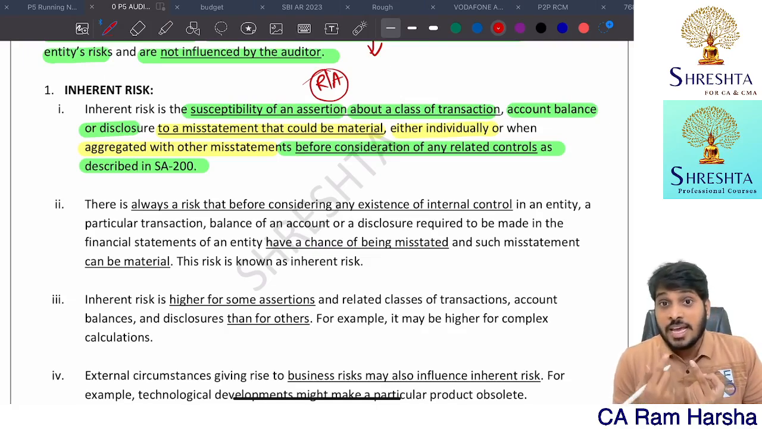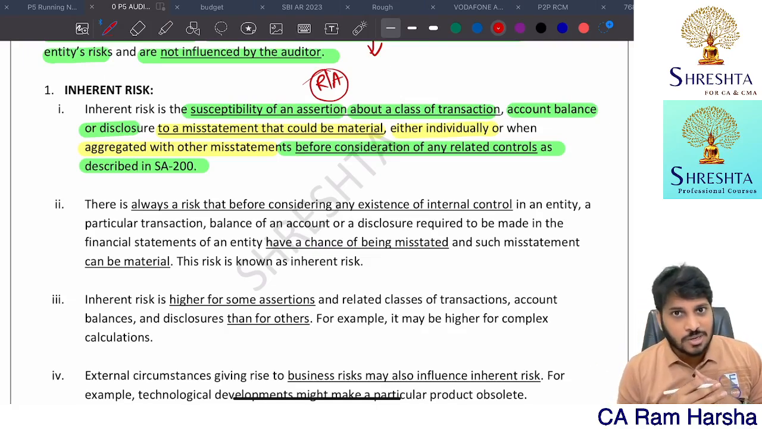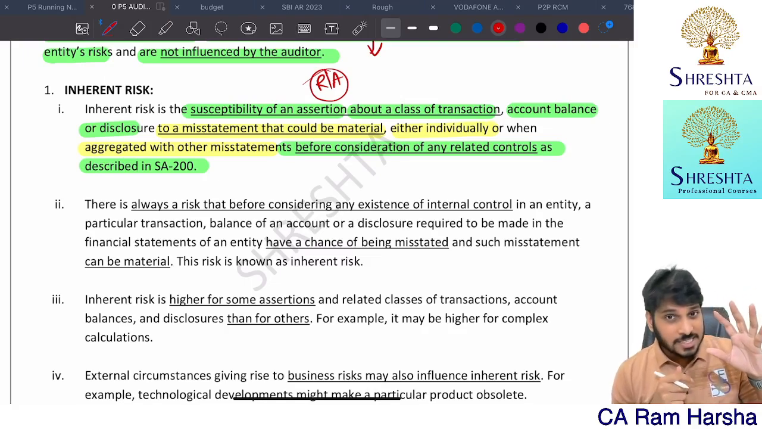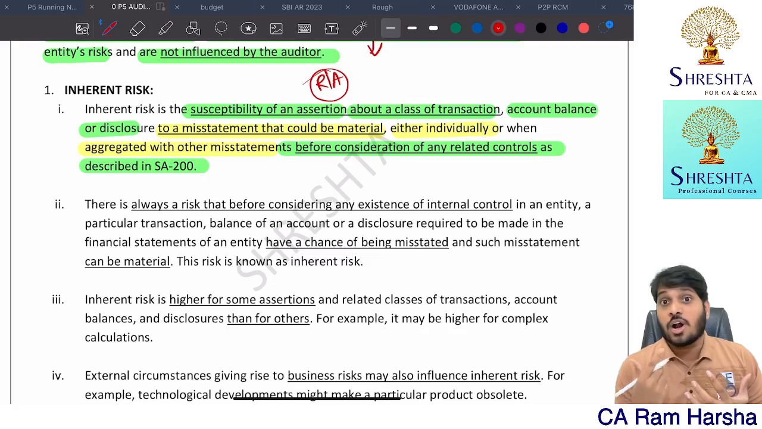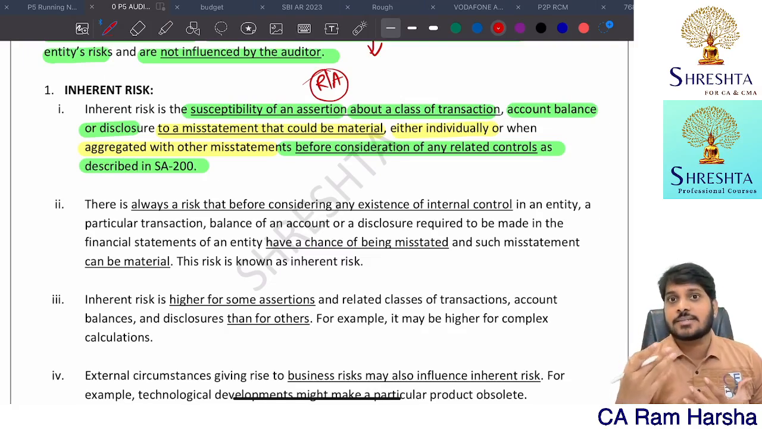First, we should do inherent risk assessment when we are doing audit. I told you, right, identifying and assessing risk of material misstatement, the SA 315 heading. What is the SA 315 heading? Identifying and assessing risk of material misstatement through understanding the entity and its environment. So I need to do a risk assessment, right? What inherent risks are there?